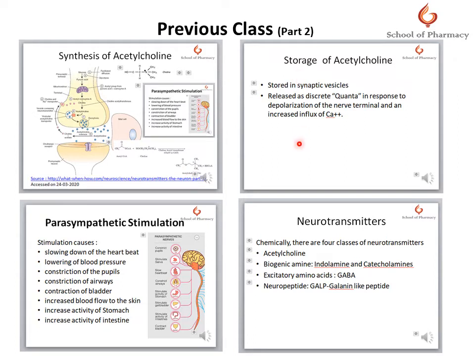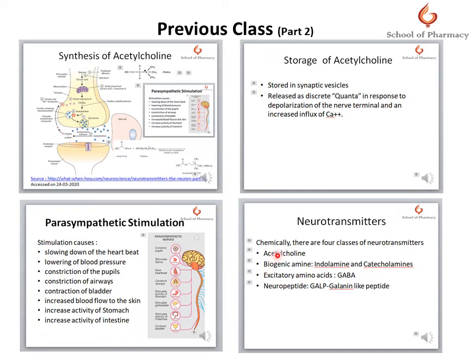The storage of acetylcholine is in the synaptic vesicle, and it is released in the form of quanta. These produce parasympathetic stimulation. That's why acetylcholine is known as a parasympathomimetic agent. In one of the slides we covered neurotransmitters. Basically, acetylcholine is the most abundant, most widely spread neurotransmitter throughout the body.